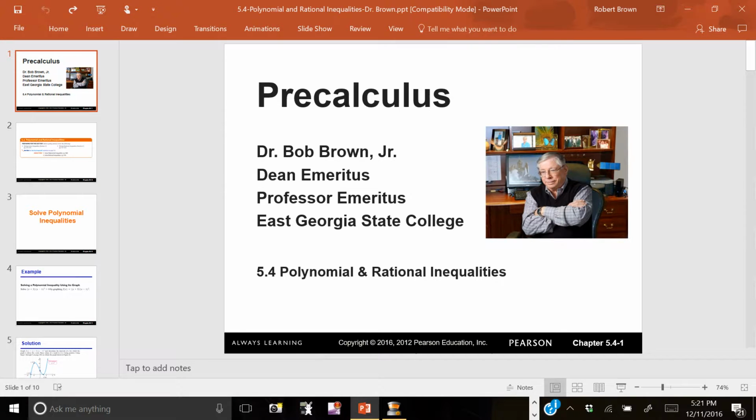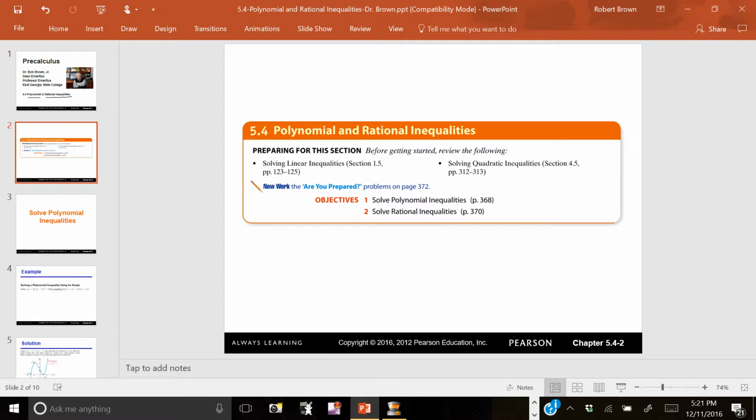This is Dr. Brown. Today we're going to talk about polynomial and rational inequalities. In fact, what we're going to be doing is solving polynomial inequalities and solving rational inequalities. And by solving them, we mean to find out what values of x satisfy the inequality.